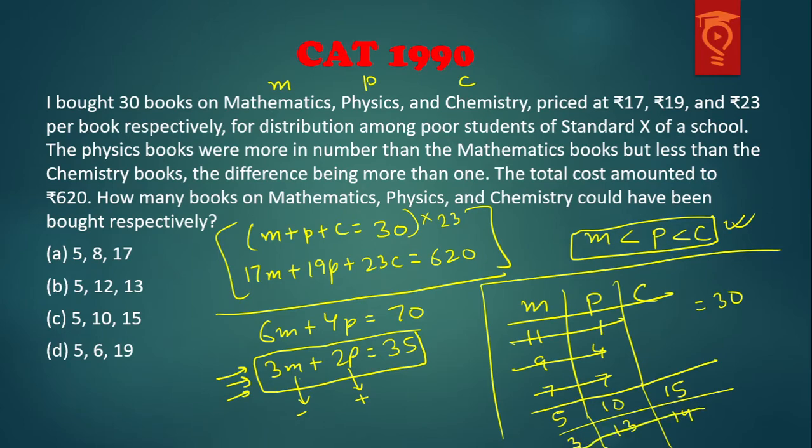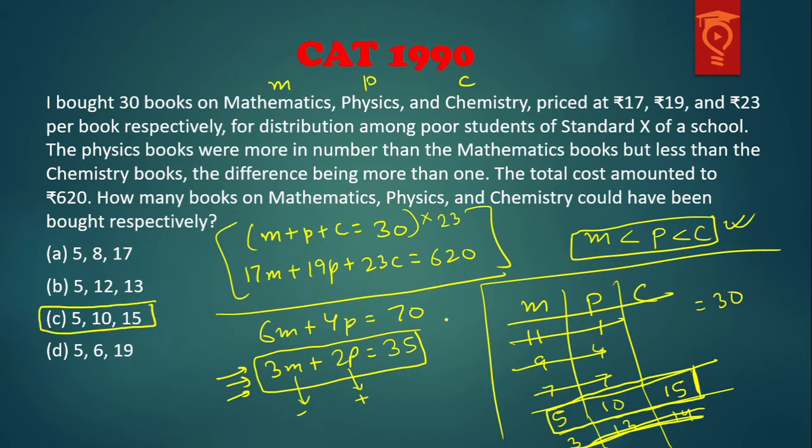And there is no point going ahead, because now if you go ahead, you will have more physics books than chemistry books. So I think we are stuck with just one combination of the number of books for math, physics and chemistry. So this is how we get the final answer.